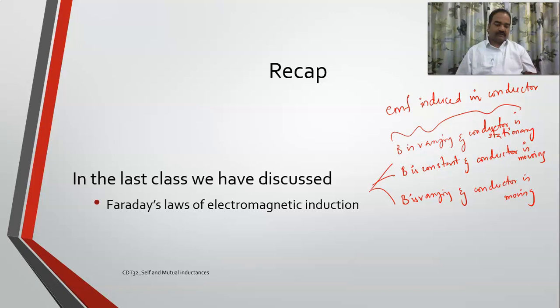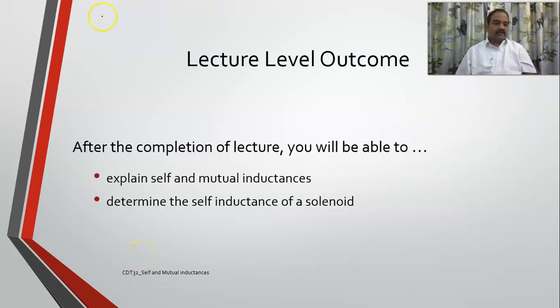In today's class we will discuss inductances. We will discuss self and mutual inductances, and also we will try to determine the self-inductance of a solenoid. You know that a solenoid is just like a bar on which there is a coil wound. So we will determine what the self-inductance of a solenoid is.